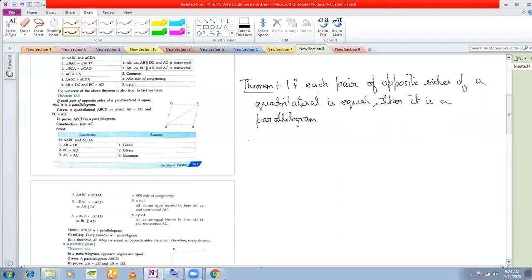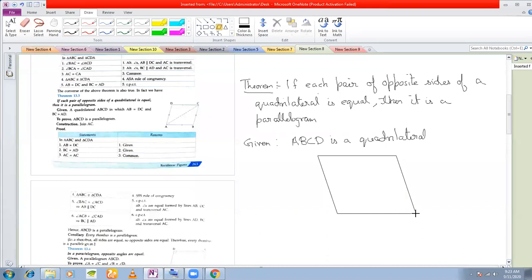Okay, so first let's see what is given here. If each pair of opposite sides of a quadrilateral, so I have given to you a quadrilateral. ABCD is a quadrilateral, any quadrilateral. You have to show that this is a parallelogram given that the opposite sides are equal. So let us first draw this. Not parallelogram, in fact a quadrilateral. Any quadrilateral which looks like a parallelogram somewhat.